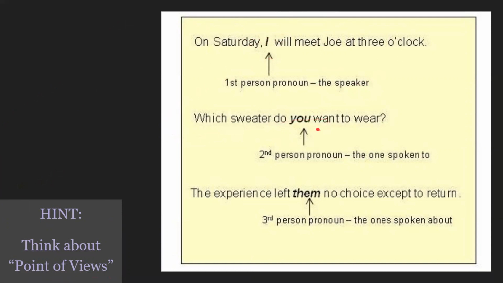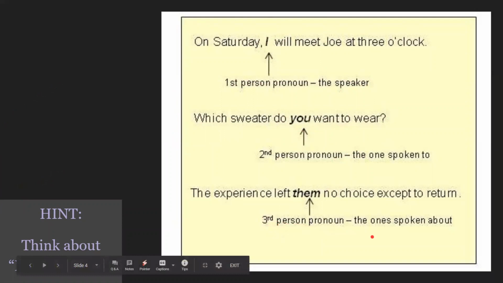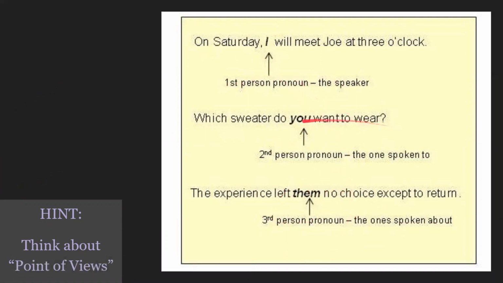Which sweater do you want to wear? That's a second person pronoun because this is the one spoken to. So whoever's talking is talking to us, the audience. And then the experience left them no choice except to return. This is a third person pronoun because the one's spoken about. So we are talking about them. We are talking about us, and we are talking to you. Those are the differences.